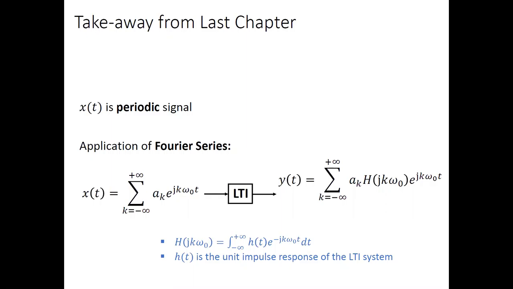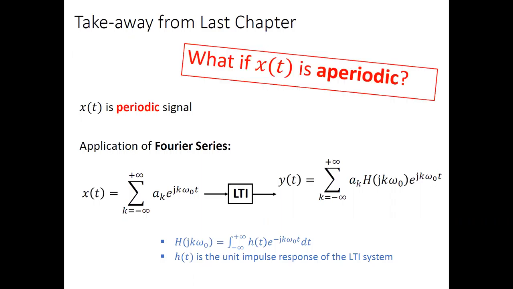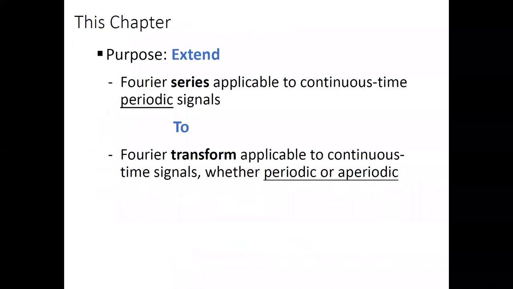But we always emphasize that both signals, x of t and y of t, need to be periodic for the application of Fourier series. What if x of t is aperiodic? Because a periodic signal is just a very special case of all the signals that we'll see in practice. And in general, the signal can more likely be aperiodic. For dealing with aperiodic signals, we are motivated to learn Fourier transform. Basically, Fourier transform extends the Fourier series in periodic signal to general signals that can be periodic or aperiodic.